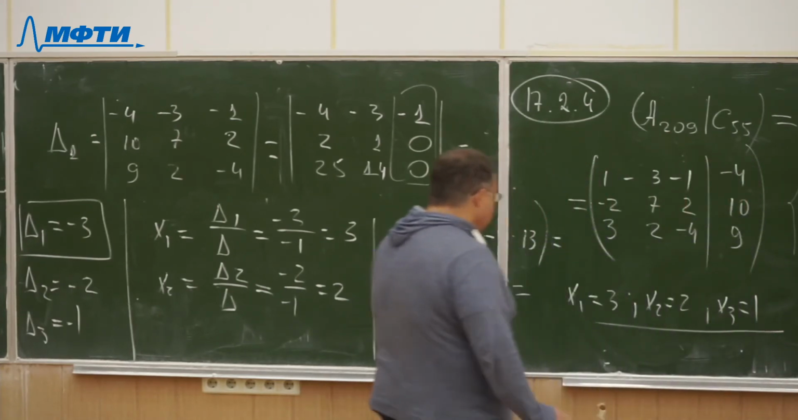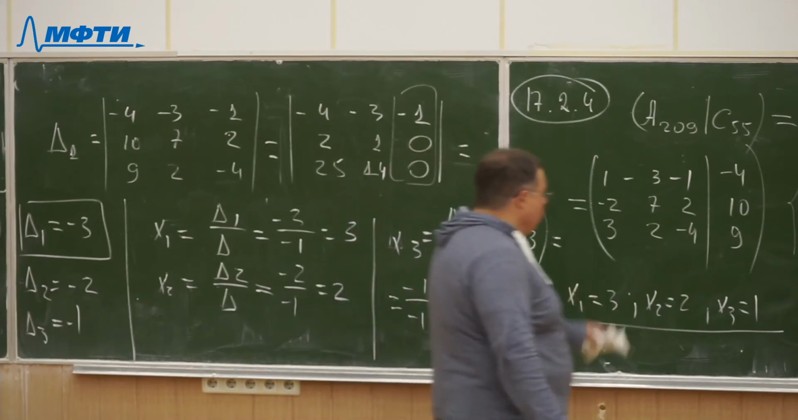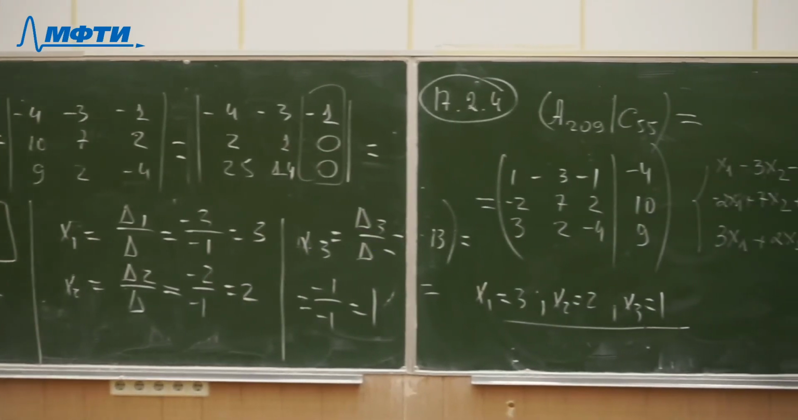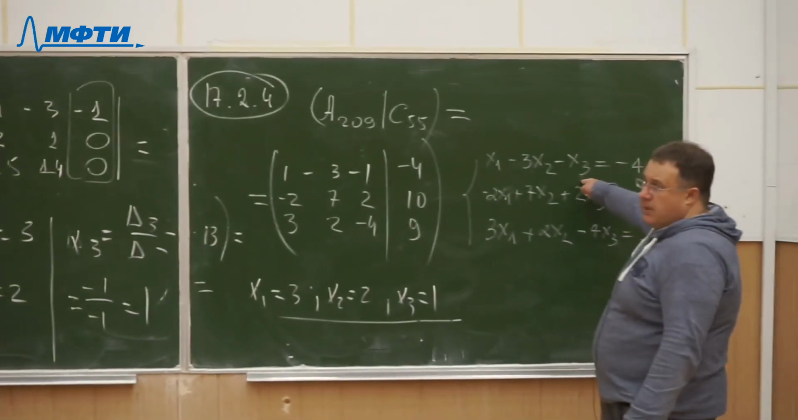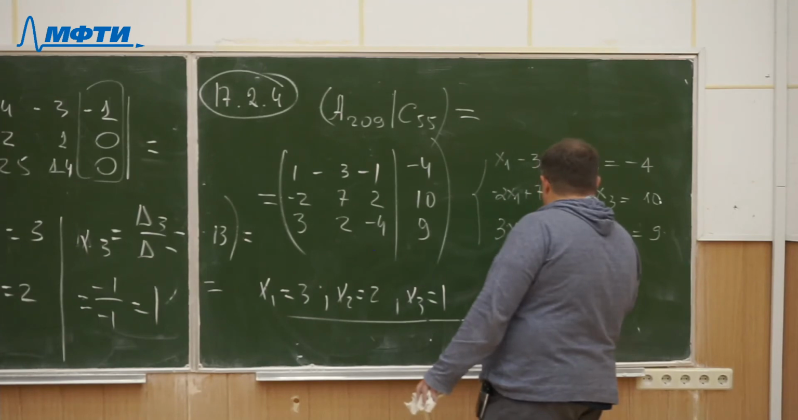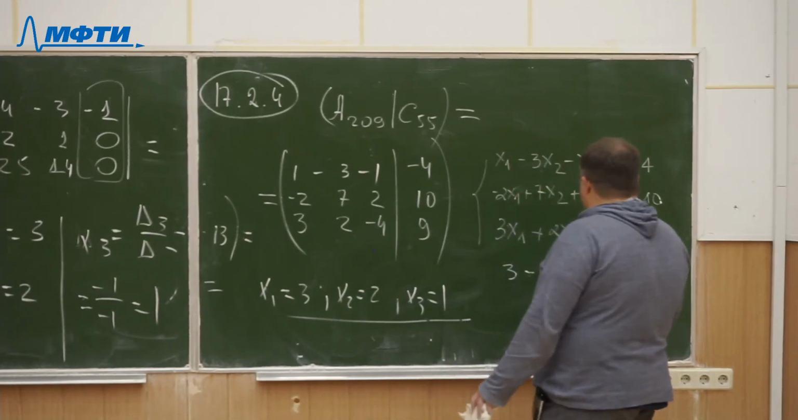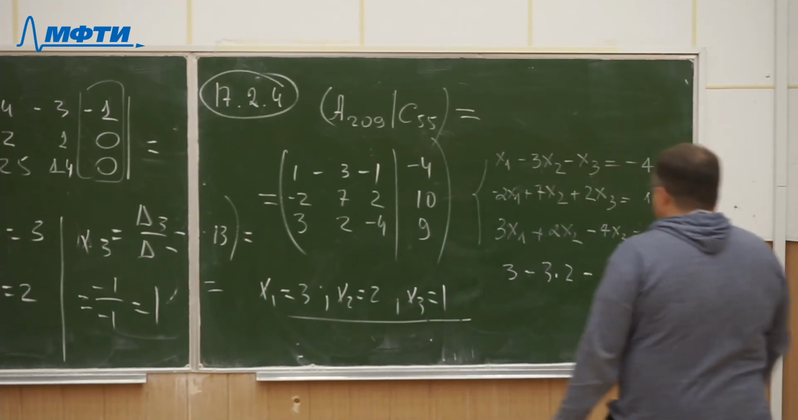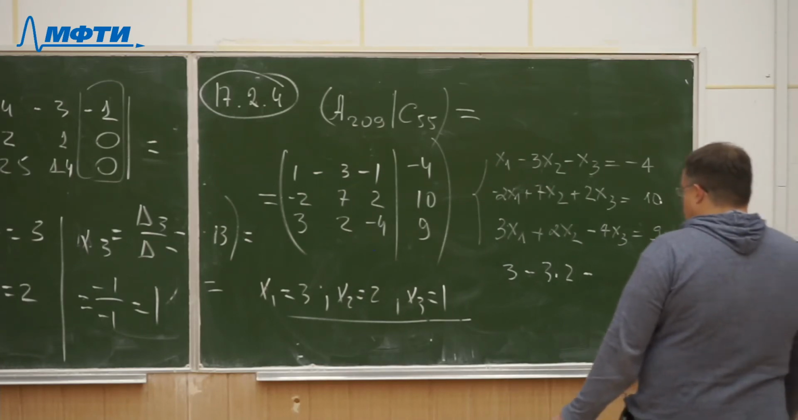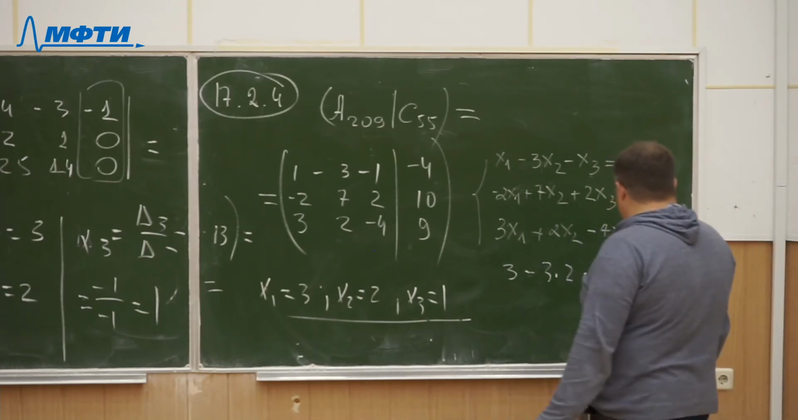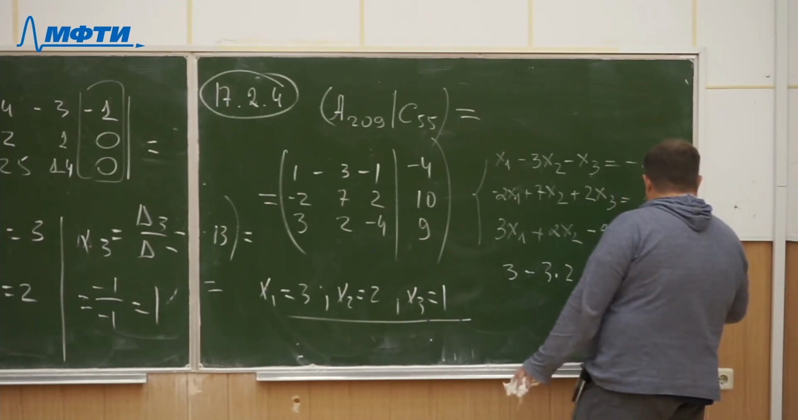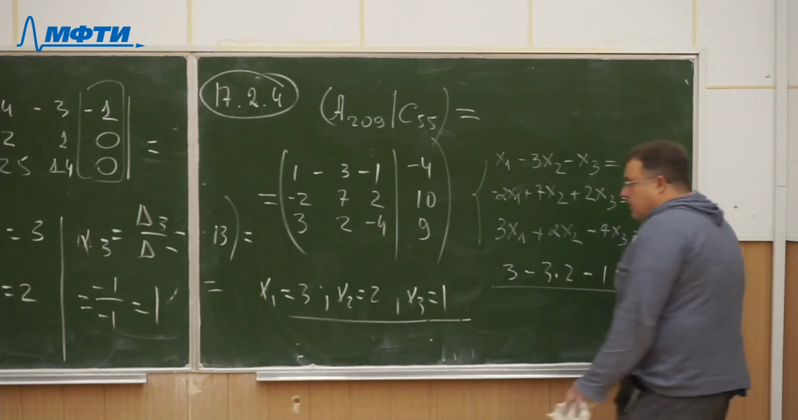We can check our solution. How? Let's substitute these x values into the first equation of the system. 3 minus 3 times 2 minus 1 equals minus 4. The solution is right.